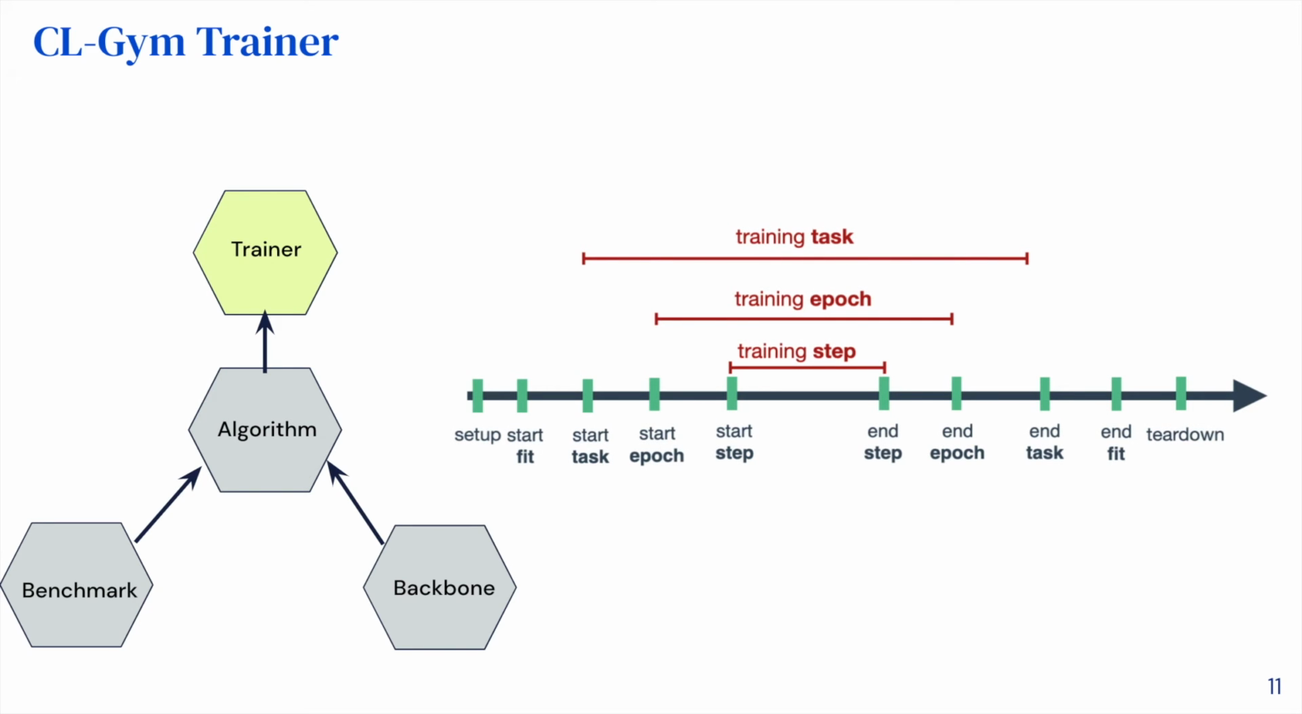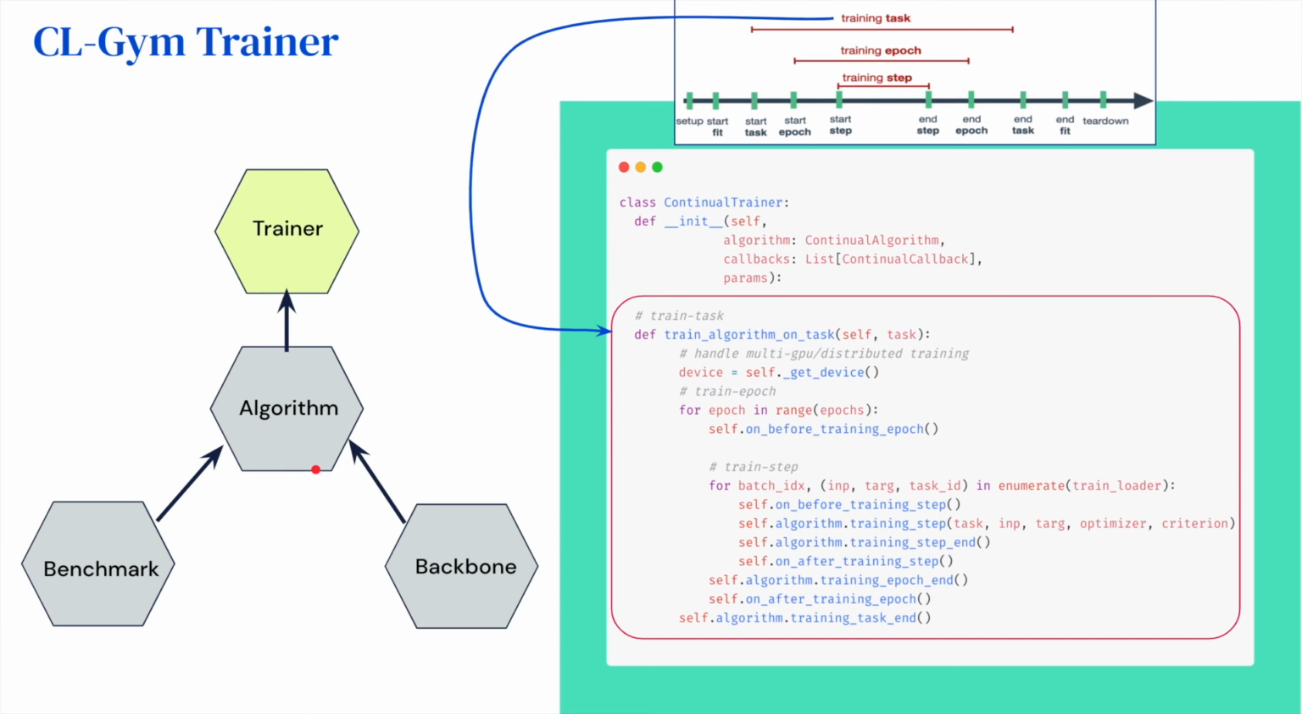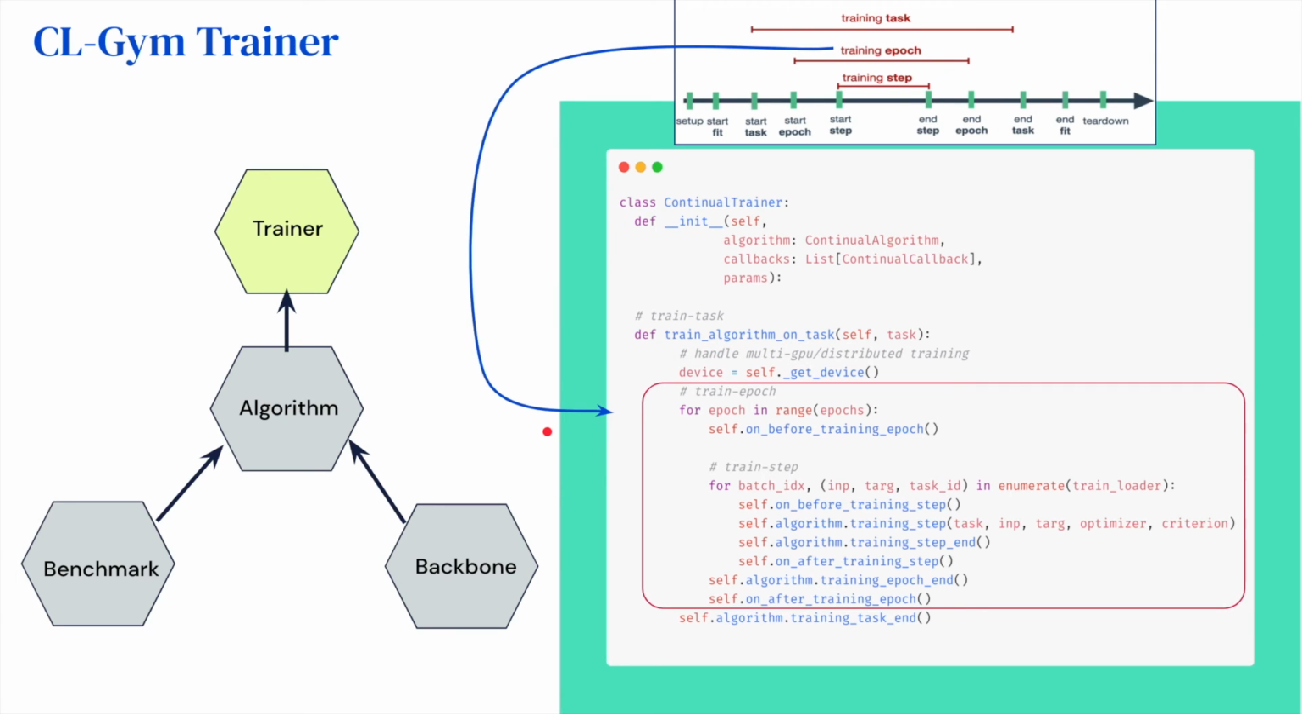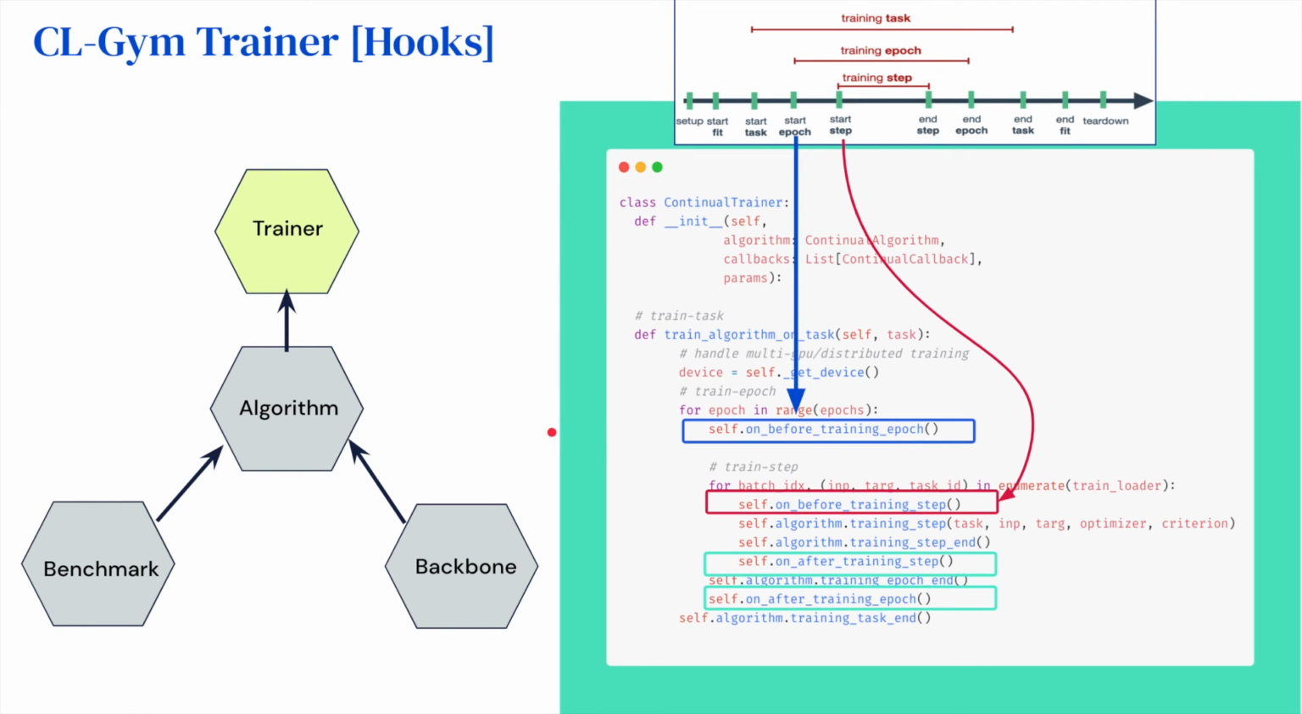We can see that the trainer in CL Gym essentially implements a timeline for continual learning experiments, and it is responsible for designing the experiment by working with the algorithm component. Here we can see that the basic trainer can train an algorithm in the discussed timeline. In this code, the trainer runs an algorithm for one task, which can include several epochs. And for each epoch, the trainer calls the algorithm training loop in addition to various hooks that can be used for customized experiments.